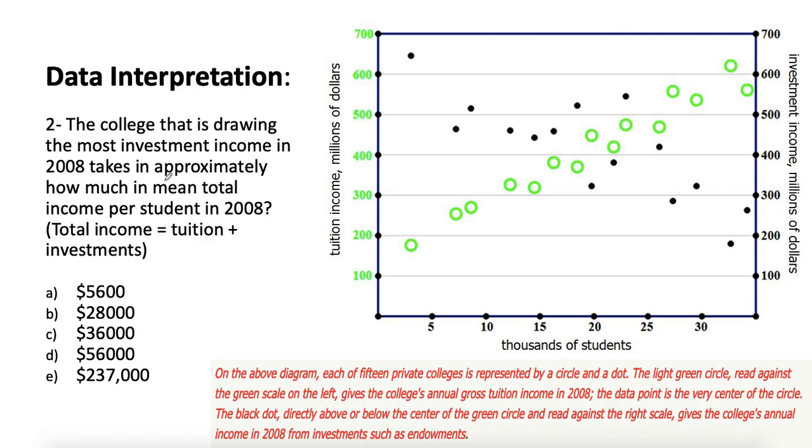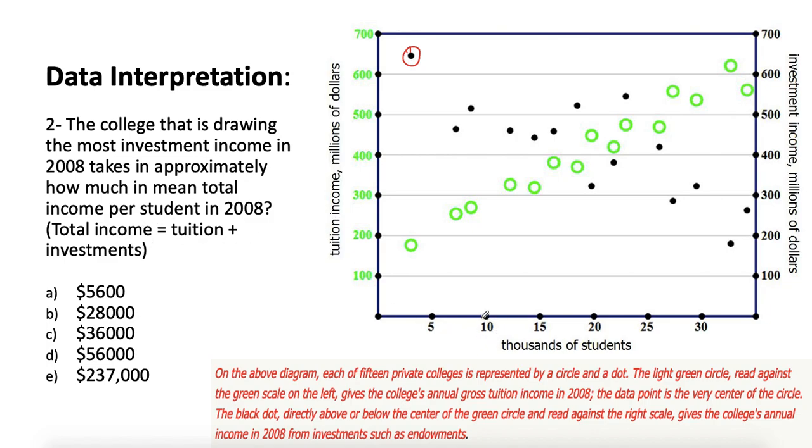Next one. The college that is drawing the most investment income in 2008. So which is the college getting the most investment income? That is this one. It takes in approximately how much in mean total income per student? So actually we need to find the mean. That will be total income divided by total number of students.